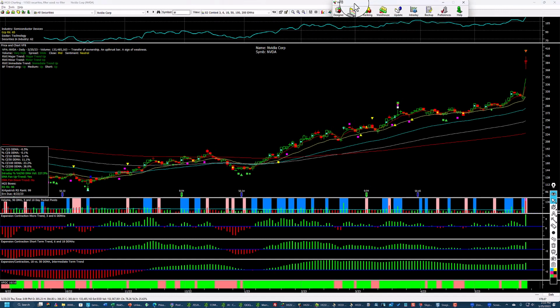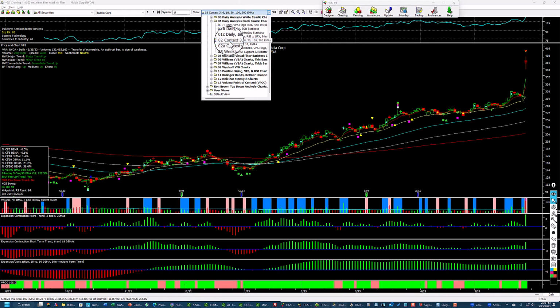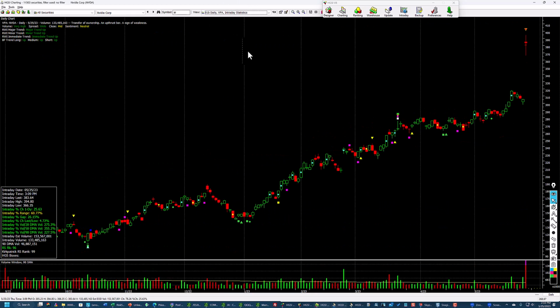Now I'm on chart number 2. I'm going to go to the intraday statistics, and if I look over here, you can see that it's up another 25.63% today as of right now, and it's generating a VPA flag which says transfer of ownership and upthrust bar, a sign of weakness.